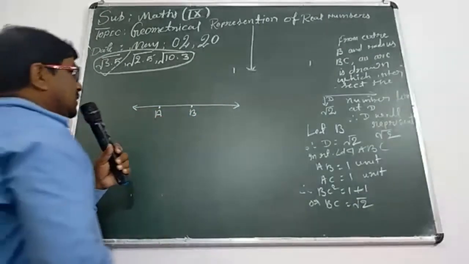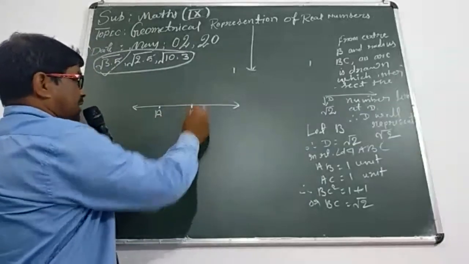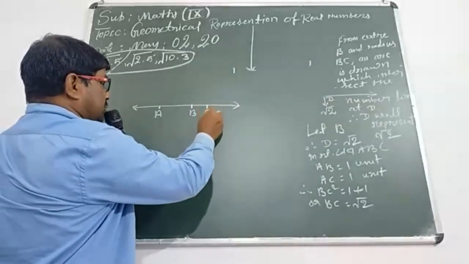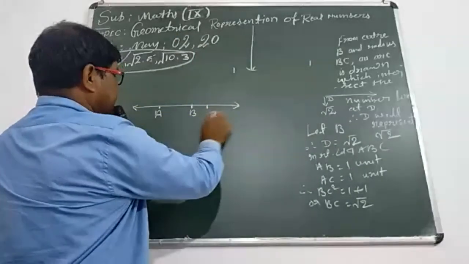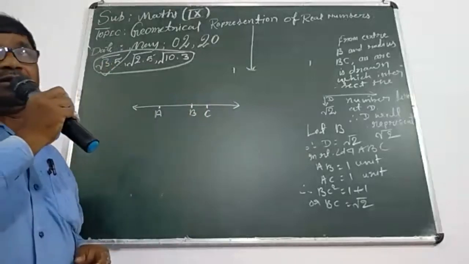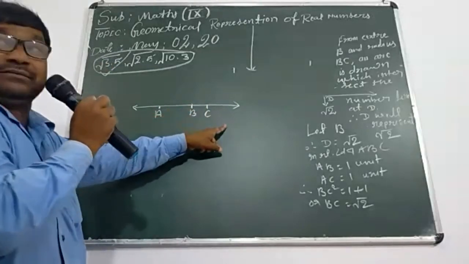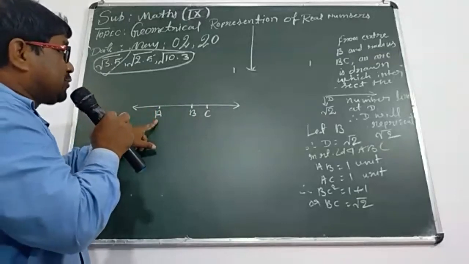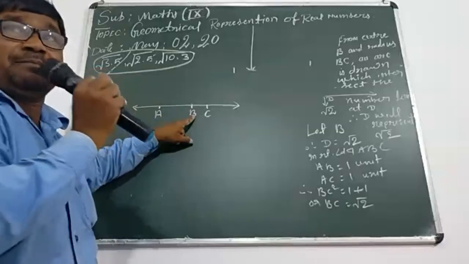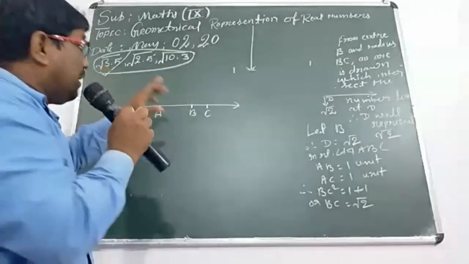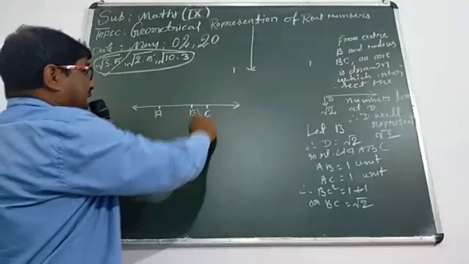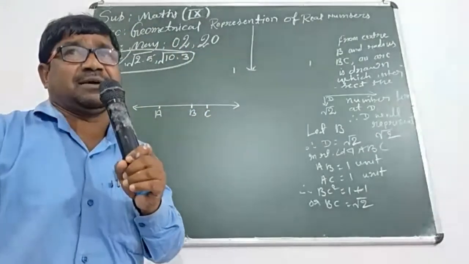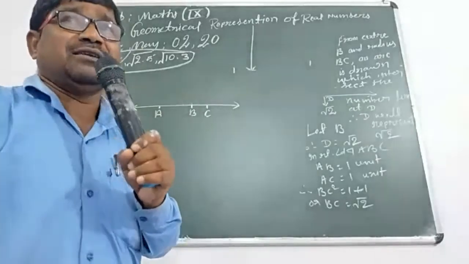Okay. Now student, from B, we will measure 1 cm. That point will be C. Okay. First we will draw the number line. Then select a point. From this point we will measure 3.5 cm. Okay. From 3.5 cm we will measure 1 cm for any number. Increase the number by 1 cm.